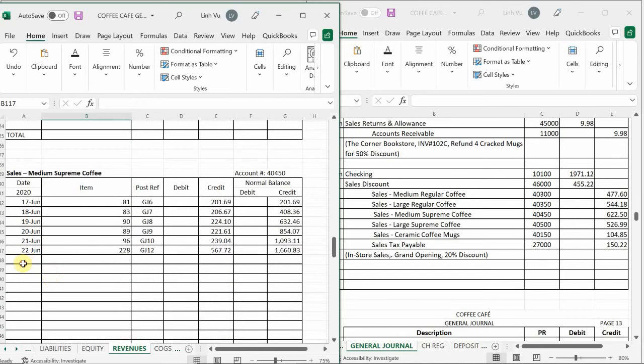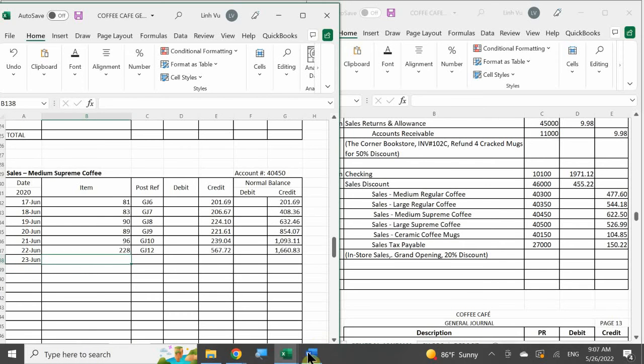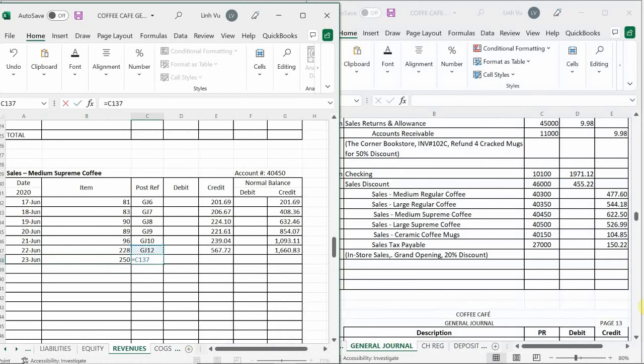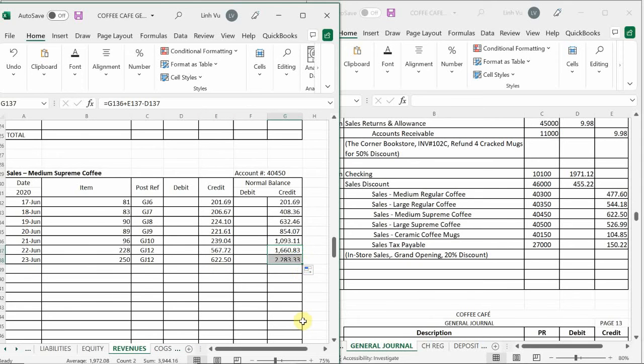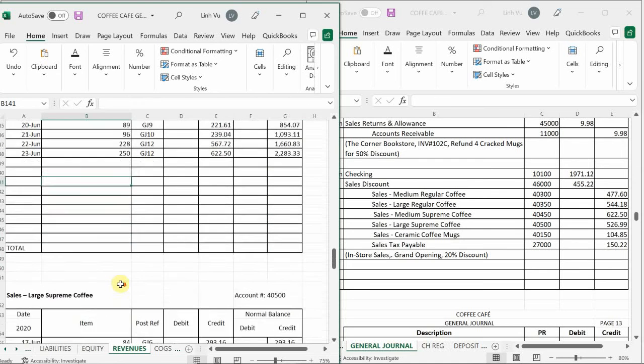What about the medium supreme? How many cups did I sell here? 250. We sold 250 for a total of $622.50. Okay? And that should give you an account balance of $2,283.33.